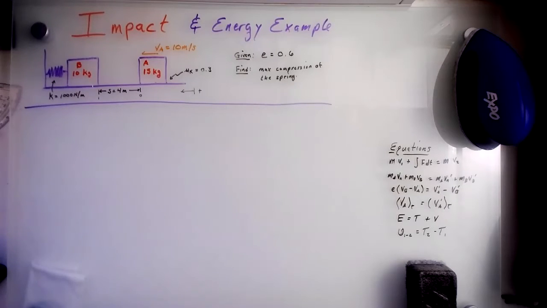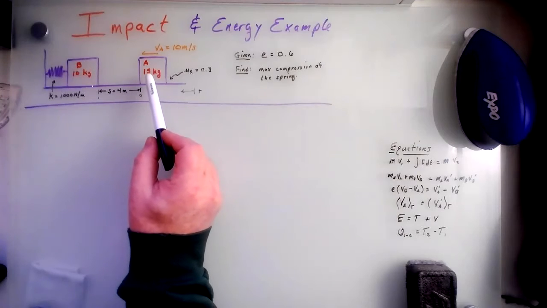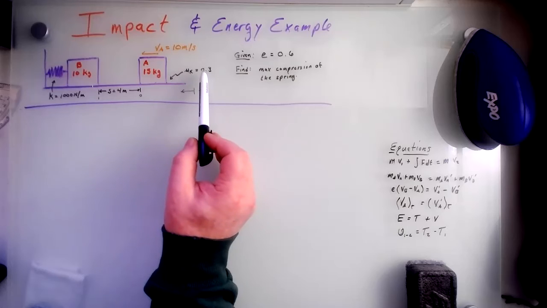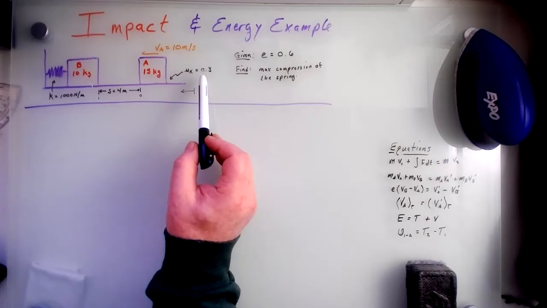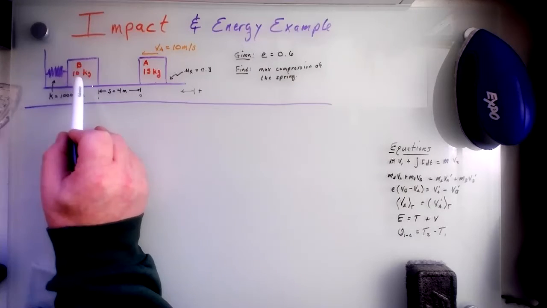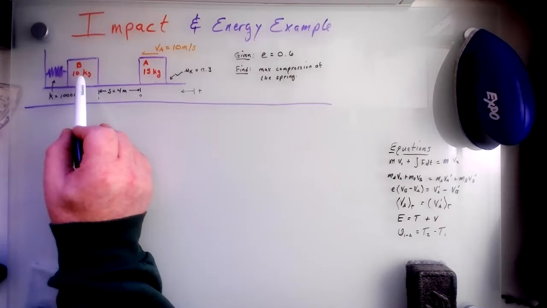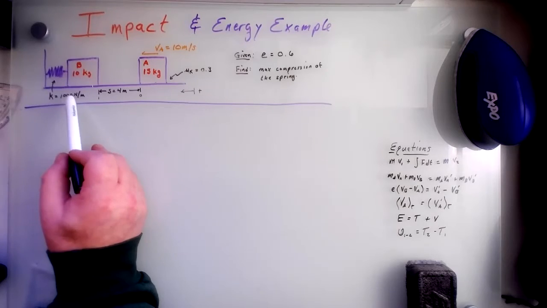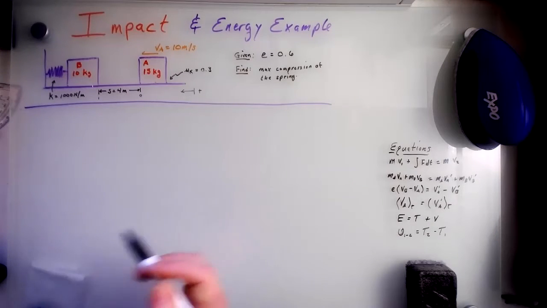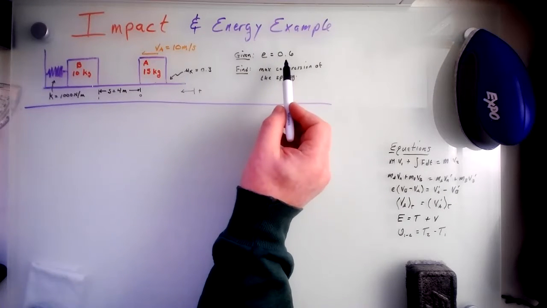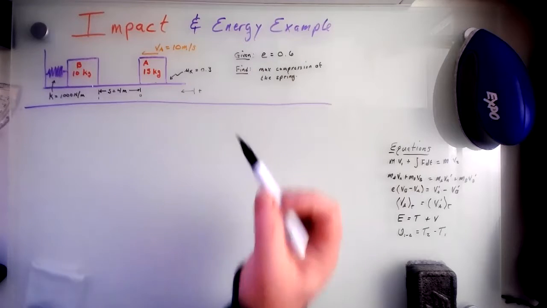In this example, we're given block A, 15 kilograms. It is moving to the left at 10 meters per second. It is subjected to a friction coefficient of 0.3. It's going to slide 4 meters and impact block B, which is steady and attached to a spring. Block B is 10 kilograms. It is attached to a spring that has a coefficient of 1,000 newtons per meter. And we're asked to find the maximum compression of the spring. We are given that the coefficient of restitution is 0.6.